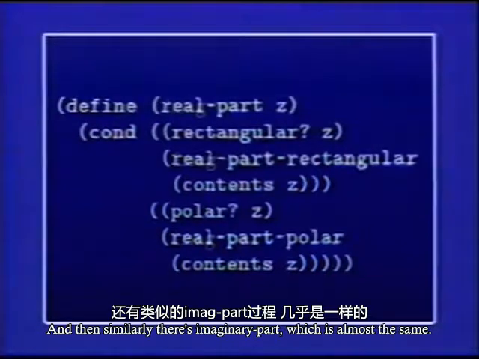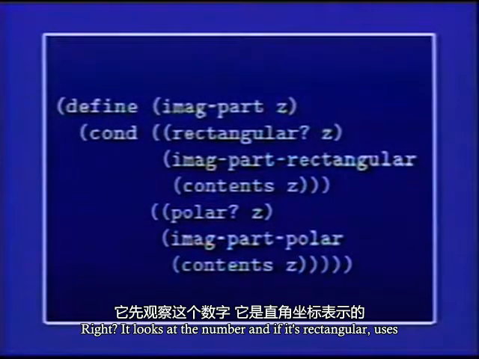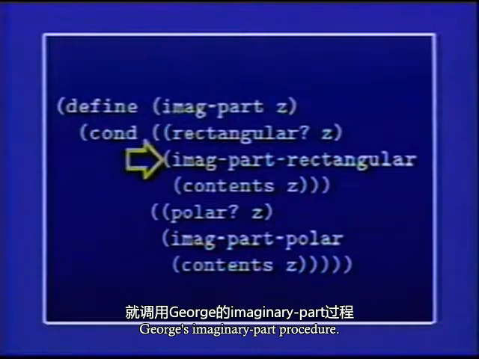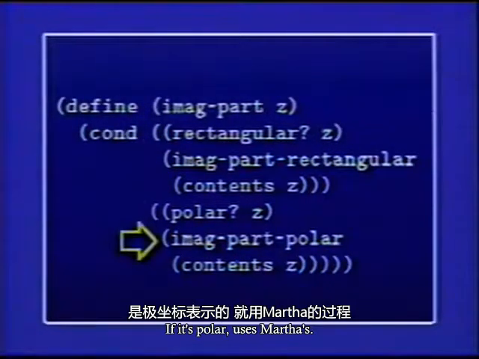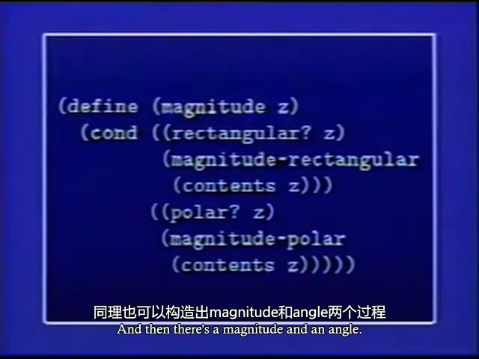And then similarly, there's imaginary part, which is almost the same. It looks at the number, and if it's rectangular, uses George's imaginary part procedure. If it's polar, uses Martha's. And then there's magnitude and angle.